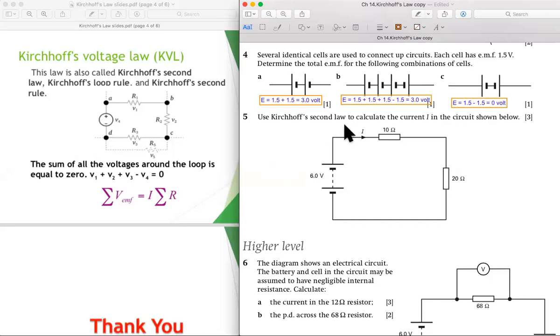Use Kirchhoff's second law to calculate the current I in the circuit shown below. We use the Kirchhoff's voltage law or second law. This total VEMF equals to IR. Also, we can say if we use the direction of current.